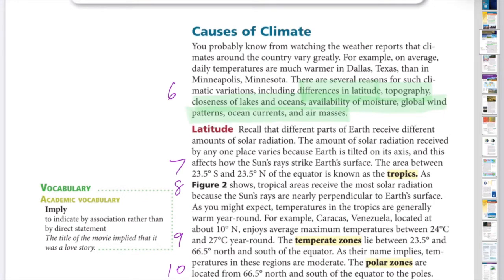Latitude. So recall that different parts of Earth receive different amounts of solar radiation. The amount of solar radiation received by one place varies because Earth is tilted on its axis, and this affects how the sun's rays strike Earth's surface. The area between 23.5 degrees south and 23.5 degrees north of the equator is known as the tropics.